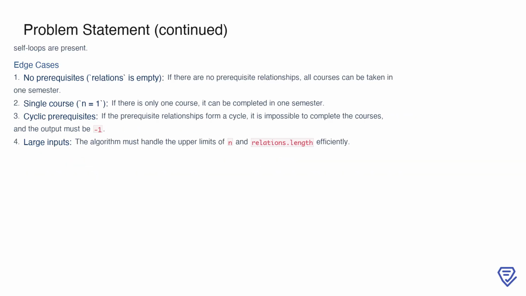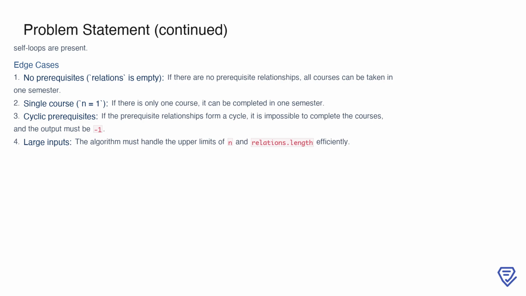There are several important constraints and edge cases to keep in mind for this problem. First, if there are no prerequisites, meaning the relations array is empty, all courses can be taken in a single semester. Similarly, if there's only one course, it can obviously be completed in one semester as well. On the other hand, if the prerequisites form a cycle, as we saw earlier, it becomes impossible to complete all the courses, and the output must be -1.